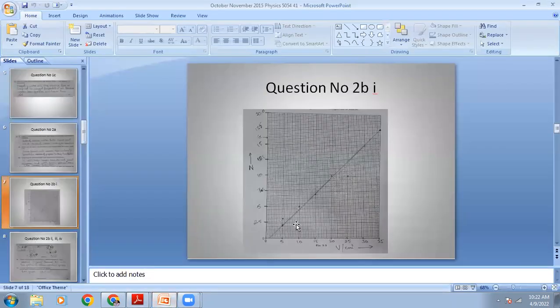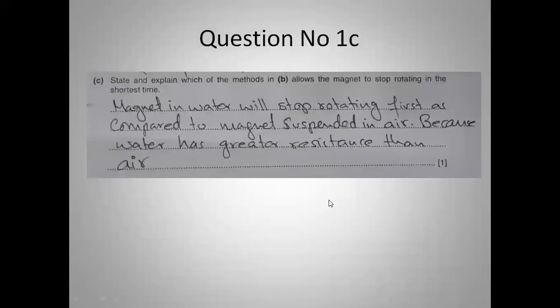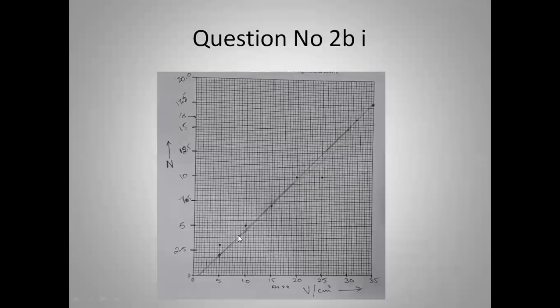So I will plot these points. You can see that I have plotted those points here. These are those points: this point, this point, this point, this point, this point, this point, this point, this point, this point. Okay. So then I will have to draw the line of best fit.